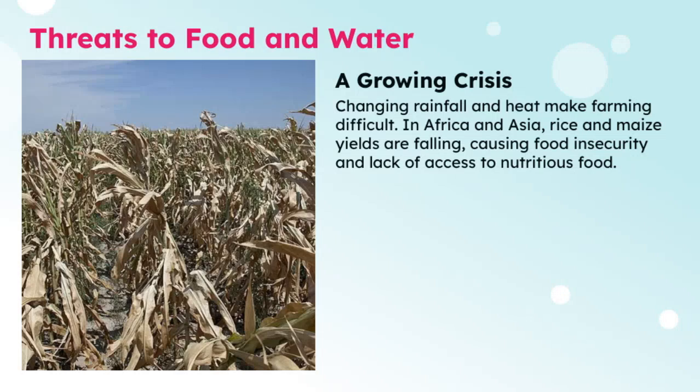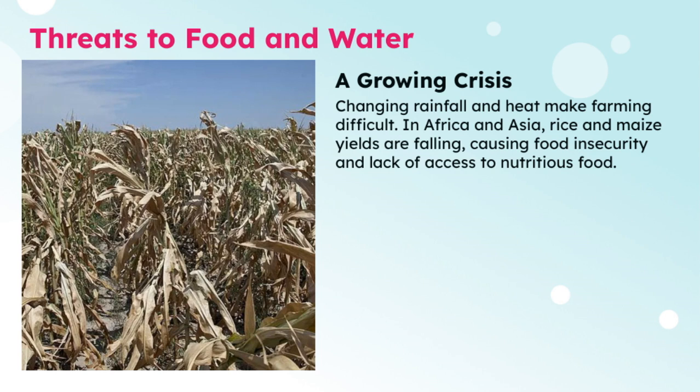Now let's look at food and water. Climate change is a major threat to food security and water availability. Farming depends on predictable weather. Crops need the right amount of rainfall, the right temperatures, and stable growing seasons. Climate change disrupts these patterns.